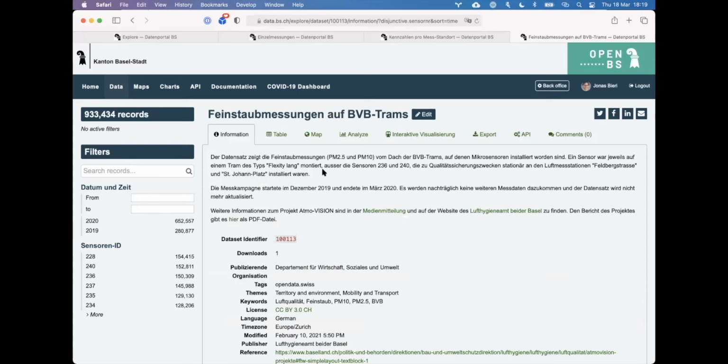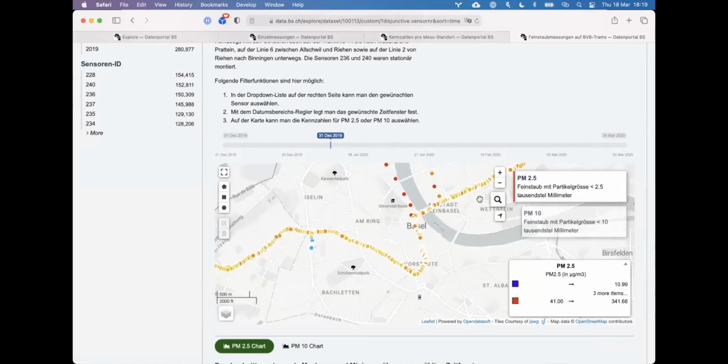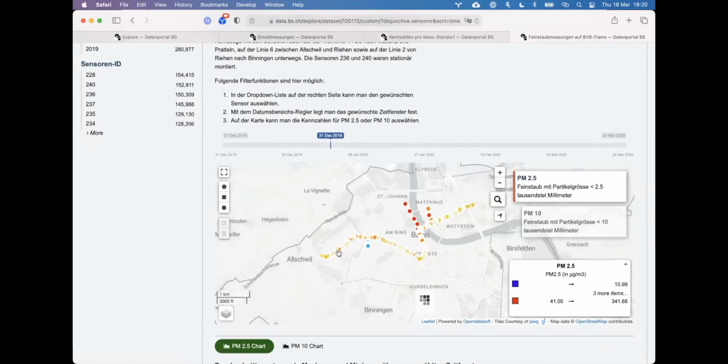So let's look at an interactive visualization that we've seen a screenshot of before. That's what Boris did during the last couple of days. Such great work. Thank you very much, Boris. Here you can select which sensor you want to look at. Let's select this one, 228. And then you can say for which day or which period you want to look at the data. Let's use this day, the last day of the year.